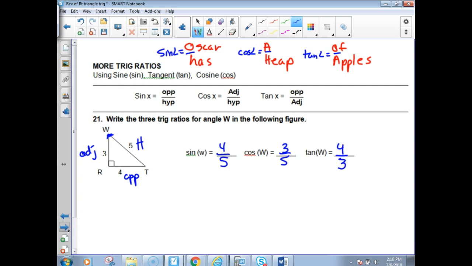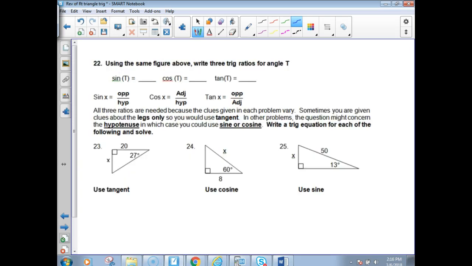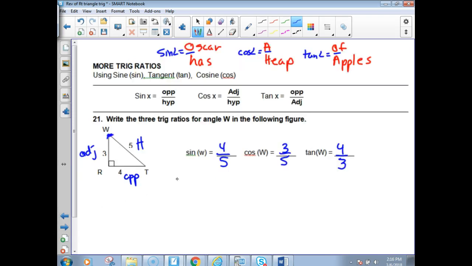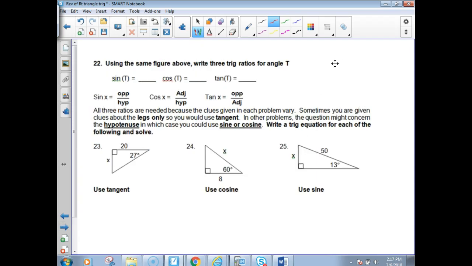Now the next problem does say to do the sine of t, cosine t, and tan t from the same figure. So I'm going to change colors, because now things have changed. If that's where I'm coming from, then now this is your opposite and this is your adjacent. The hypotenuse didn't change. Sorry, it is on the next page, isn't it? Let's just draw this up here.